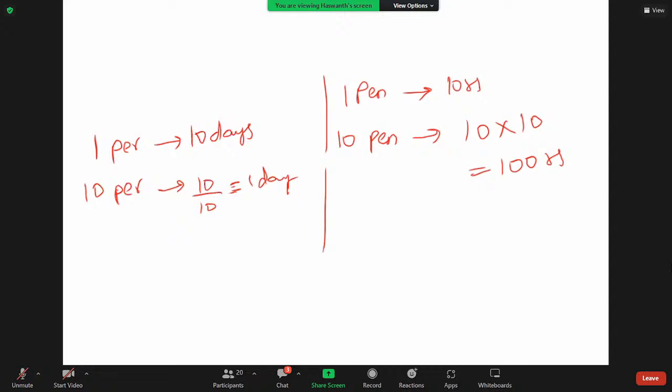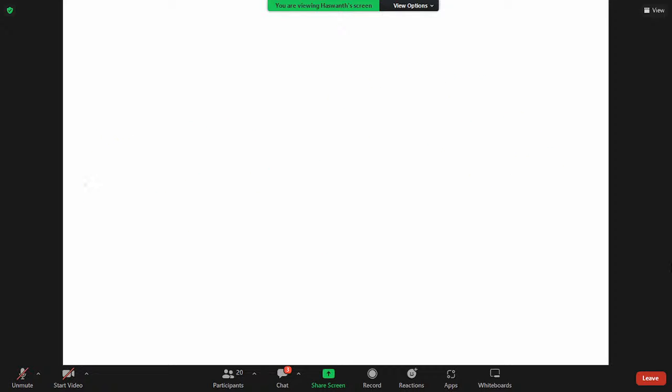Instead of complicating, one simple idea which you can remember here is, whenever you are using these unitary relations, if a value will be more, multiply. If one pen costs 10 rupees, 10 pens will cost more, so you multiply 10 into 10. Whereas if one person takes 10 days, 10 persons will take less time. Less means divide 10 by 10. So in the next one, let us employ this idea.